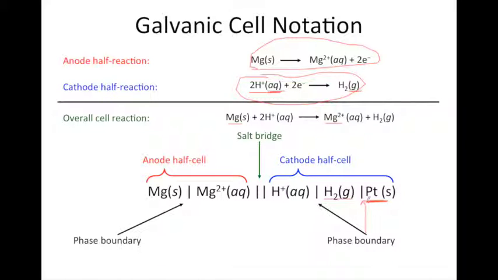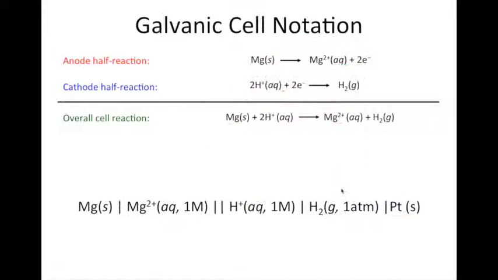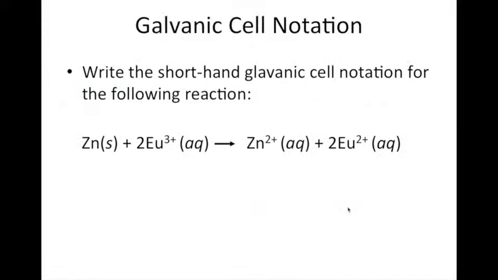So even though platinum is not in our overall equation, we do have to appreciate that since we don't have a solid like we do with magnesium, we have to add an electrode there. Okay, now we could also write this under standard conditions. We could add the concentrations. For aqueous, it would be 1 molar, and for hydrogen gas, it would be 1 atmosphere. We don't have to put those since this is assumed to be standard conditions, but under non-standard conditions, we would have to put the concentrations that were given.